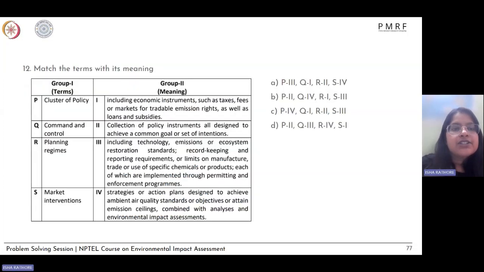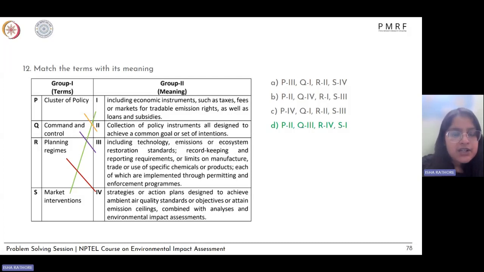Moving on, match the terms with its meaning. We have different terms, but again, definition based, match the following. And in group 2, we have their meaning. So the correct answer is D. That is, cluster of policies, a collection of policy instruments, all designed to achieve a common goal or set of intentions. So P matches with 2. Then command and control includes technology, emissions or ecosystem restoration standards, record keeping and reporting requirements, or limits on manufacture, trade, or use of specific chemicals or products, each of which are implemented through permitting and enforcement programs. So Q matches with 3.